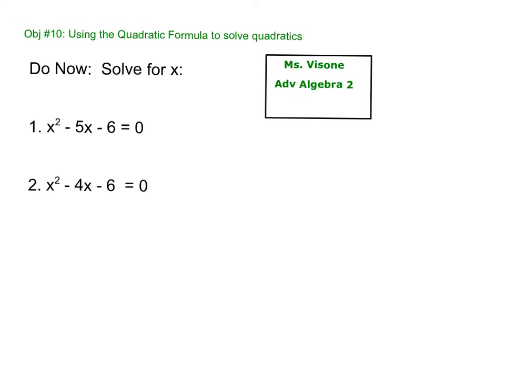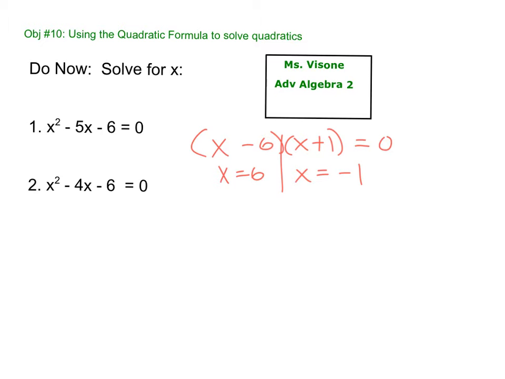So the first one, that's factorable. So we've got x minus 6 times x plus 1 equals 0. So x equals 6 and x equals negative 1. That's it. Now, number 2, you have to complete the square because that's not a factorable problem.